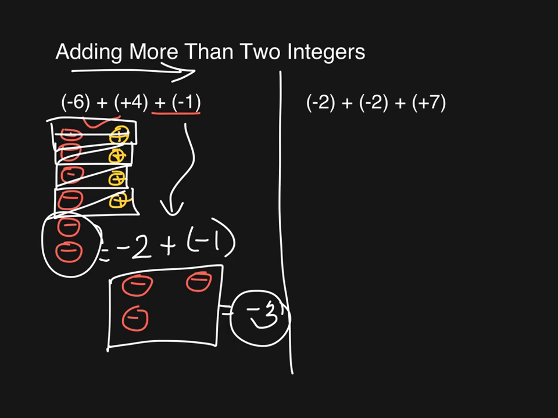So again, the rules still apply. I'm only doing 2 integers, add them together, and go in order from left to right. So stop the video here. And let's take a look at that next problem when you come back.